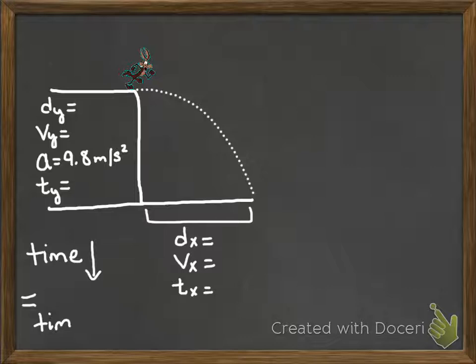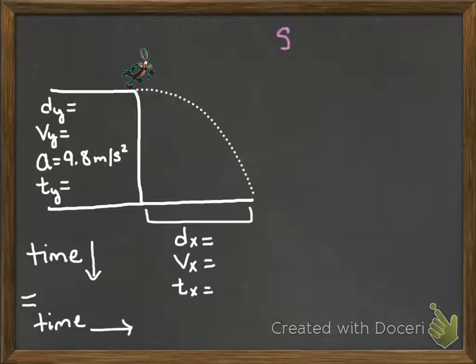Now, if you think about it, if he hits the ground at time y, then that's going to be the same as time x. So time is time. Wile E. Coyote hits the ground in the x and the y direction at the same time. So the time up and down is the same as the time across. The vertical and the horizontal time is always going to be the same.